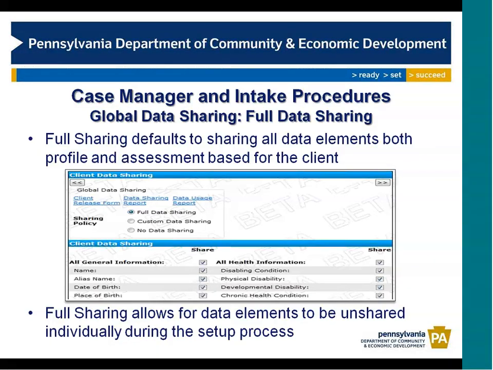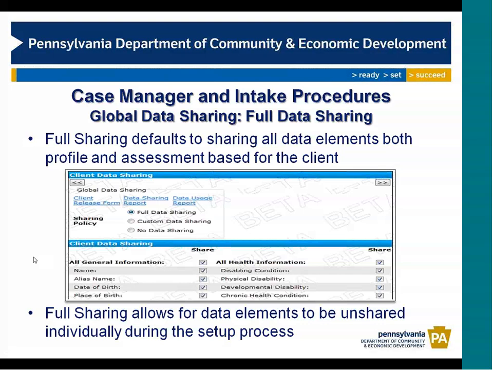So now we're going to go through each specific sharing setting quickly and show you the different features involved with each one of them. The first one is full data sharing. You basically click the bubble here, and as you'll see, all the sharing elements will be shared by default. All you have to do is hit save at the bottom of the screen, and that means all profile-based as well as assessment-based information will be turned on for that specific client.